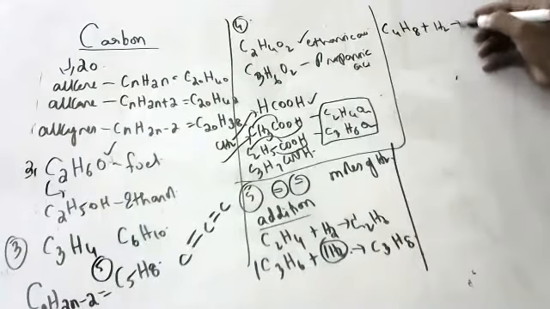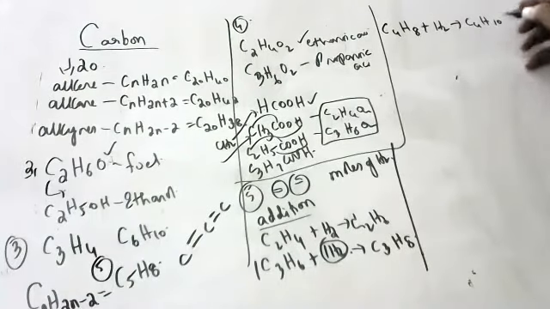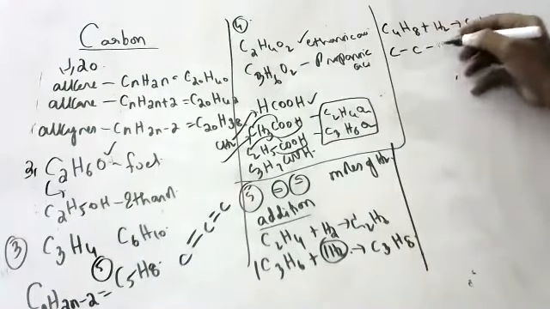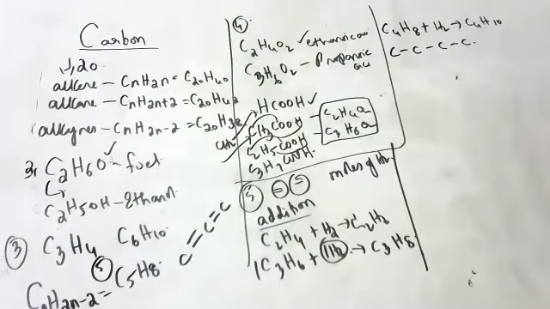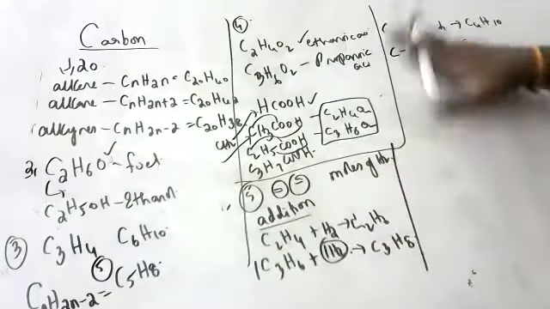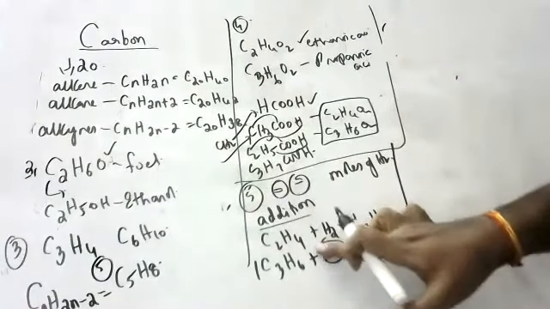Just if you put hydrogen, it will become C4H10. Okay, C4 means it will have... Okay, children, not like that. I'm very sorry, children. It needs two hydrogens, children. It needs two hydrogens.